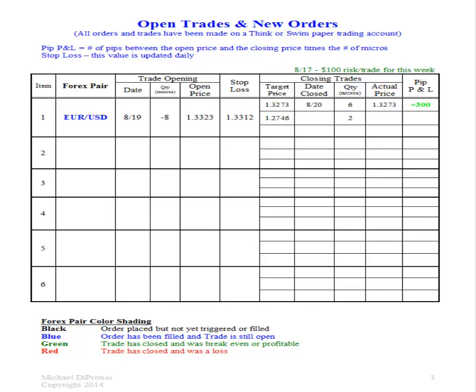For open trades, the Euro-US dollar trade remains open, and we're short 2 micros. Target number 2 is 1.2746, and our stop loss is now at 1.3312. No new orders were placed today because they would be complementary pairs.